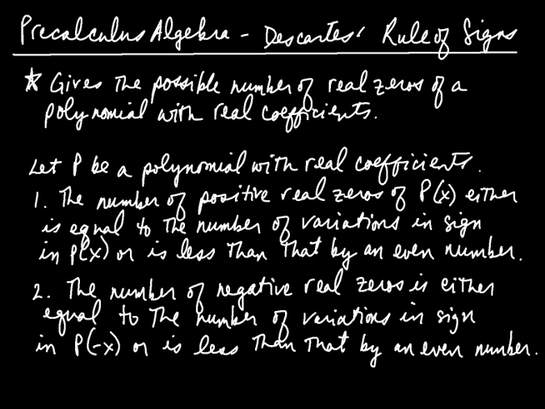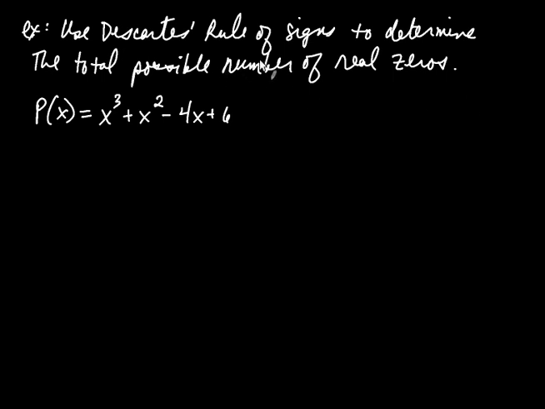Okay, let's see an example of this. Use Descartes' rule of signs to determine the total possible number of real zeros of this polynomial. First of all, this polynomial has real coefficients, right? The coefficients are all real numbers. So you first ask yourself, with the polynomial, how many variations in sign are there? All we mean by that is how many sign changes occur between adjacent coefficients.